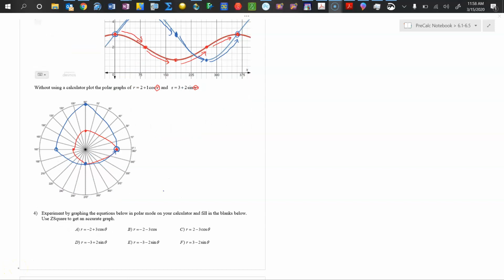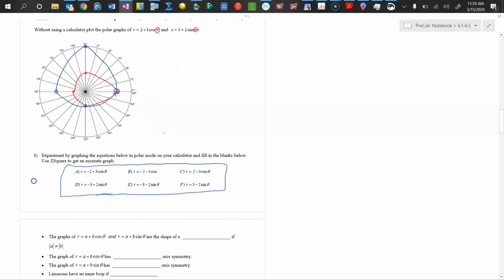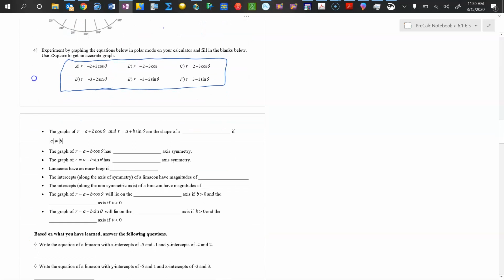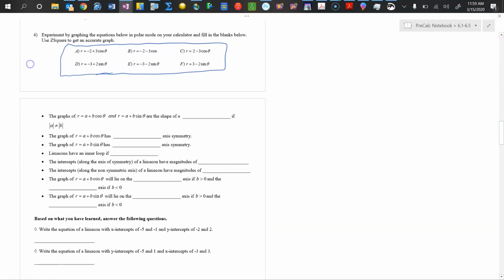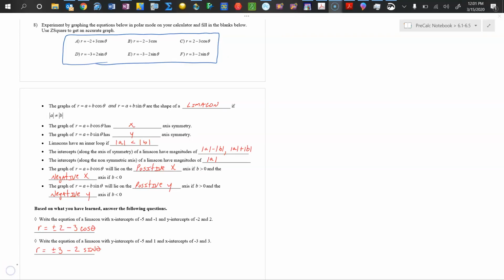We would like you to experiment with various values of the constant coefficient and the coefficient in front of the sine and cosine function using these functions below, and then use those to answer these questions. So at this point, you should pause the video, experiment with your calculator, and we will post solutions on this video shortly.